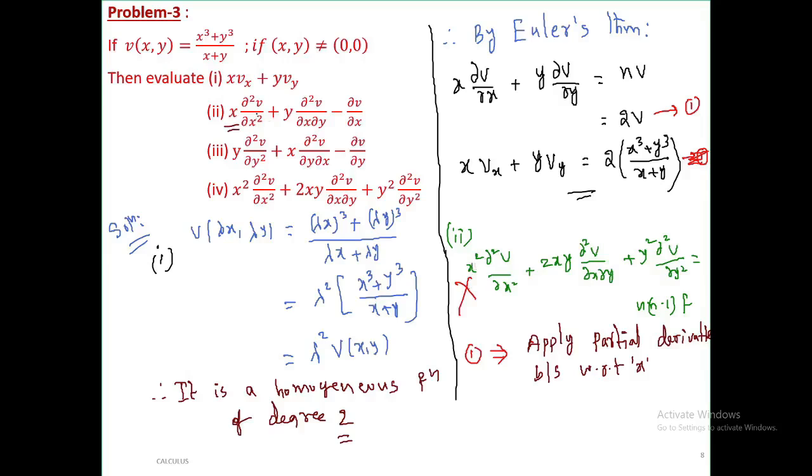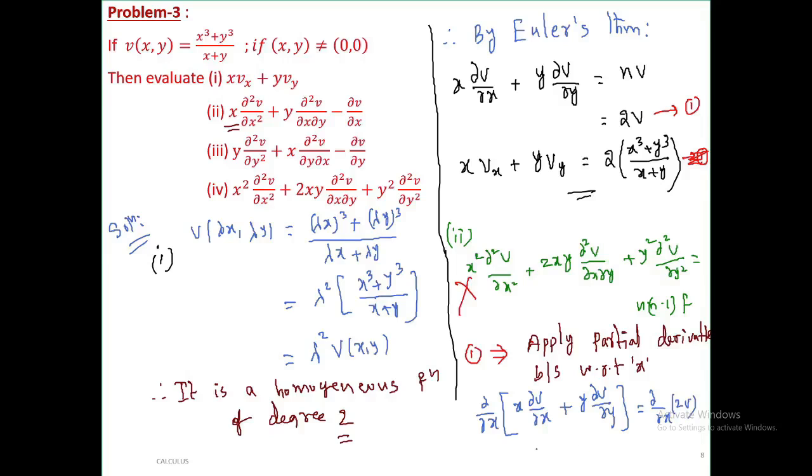Then how to generate x into this double derivative? Simply by differentiating this again with respect to x. If you do this with respect to x, ∂v/∂x into ∂v/∂y, you get the same again. So let me apply a partial derivative with respect to x to equation number 1. Then what will I get? ∂/∂x of x ∂v/∂x plus y ∂v/∂y is equal to ∂/∂x of 2v, where v is a function of x and y.